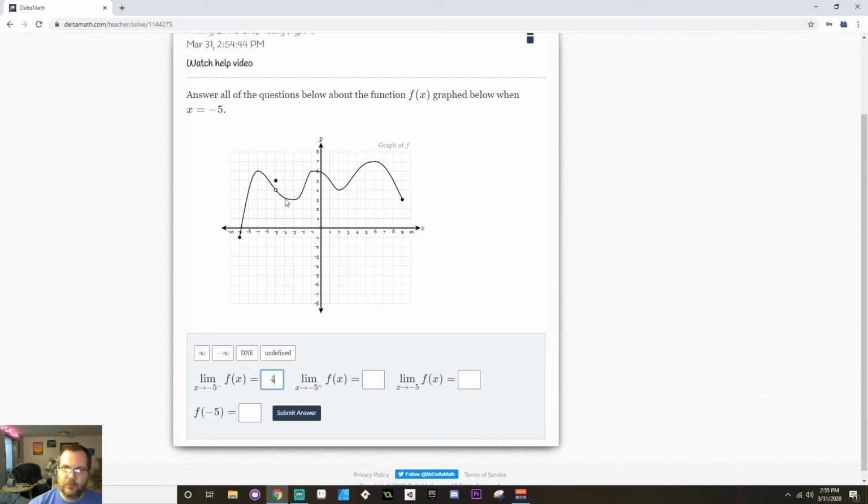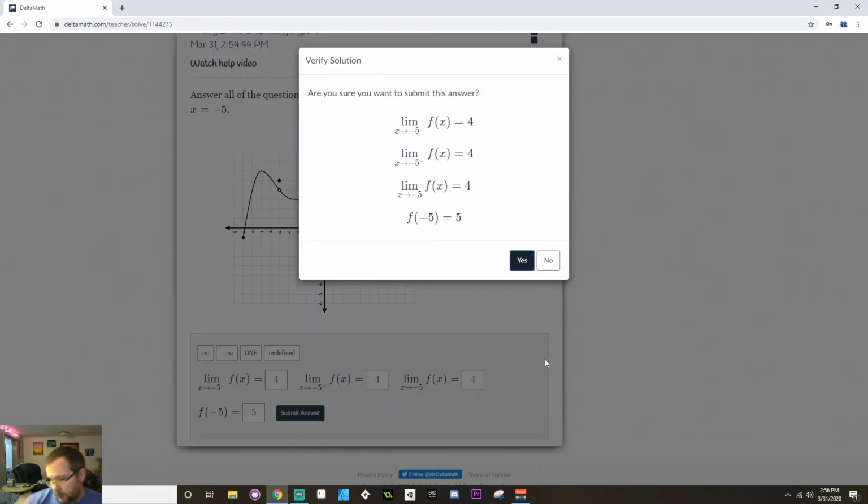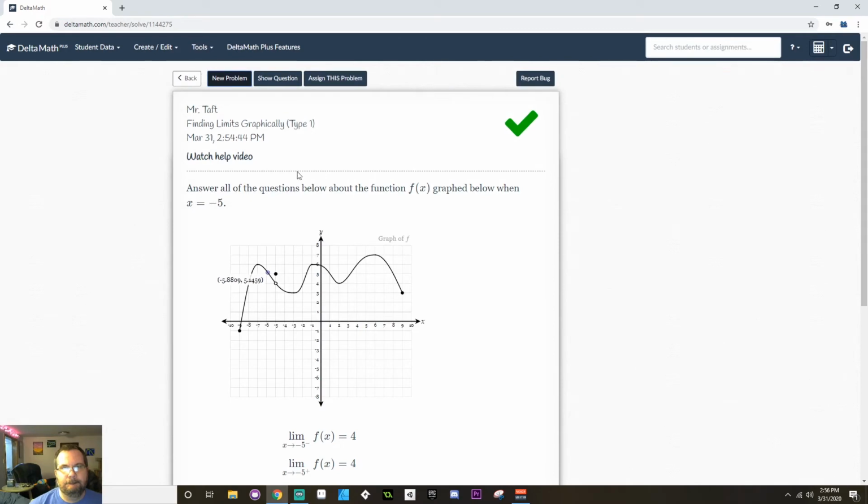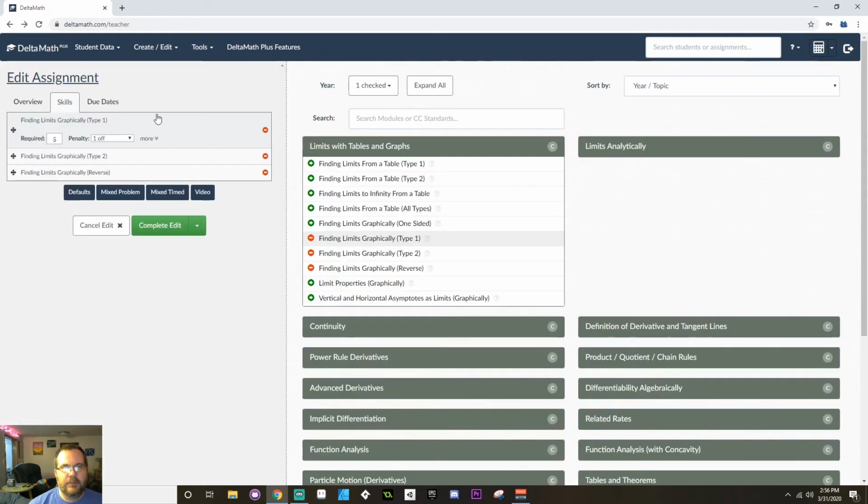And if we're going to it from the right, the value the function is approaching is also 4. If these two are the same, then that's the limit of the function as it approaches negative 5. However, the value at negative 5 is different. We'll submit that. All right, cool. Let's take a look at another possible example here.